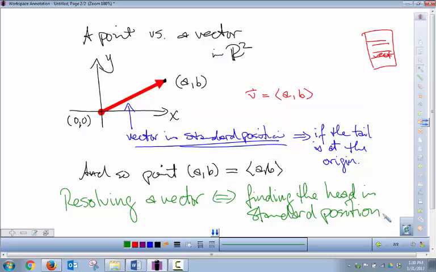Yeah, that looks like an S, doesn't it? 8. S. Standard position.